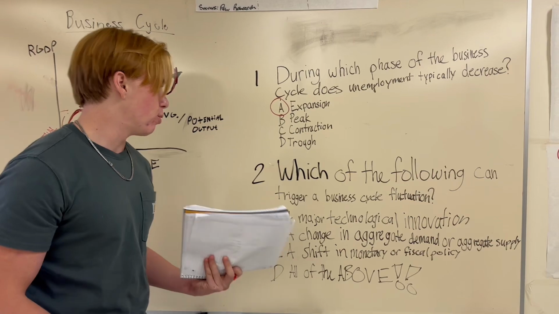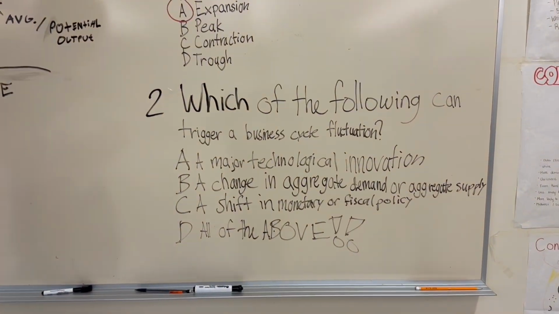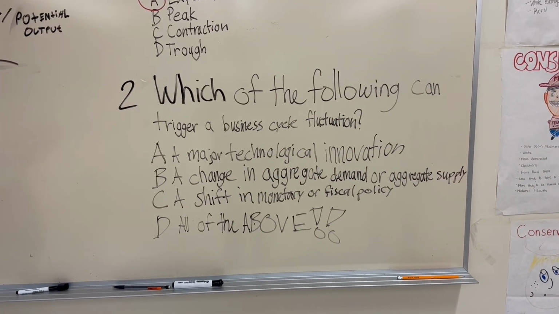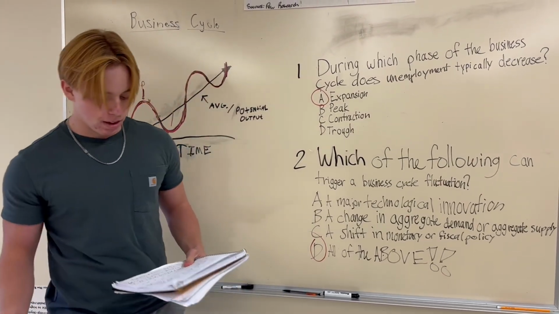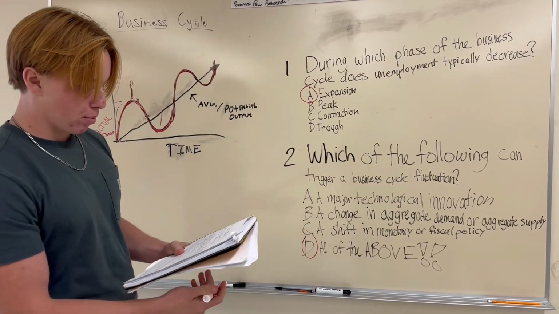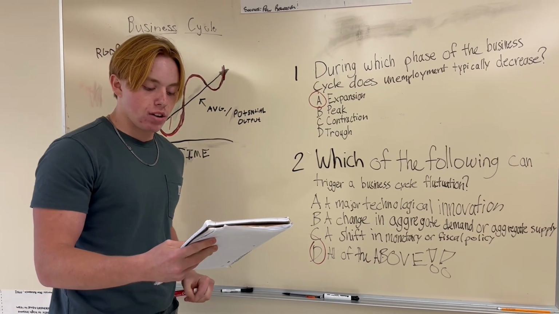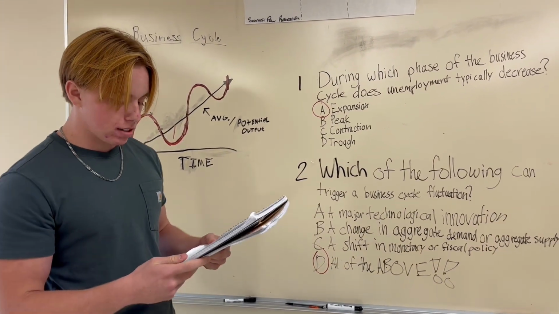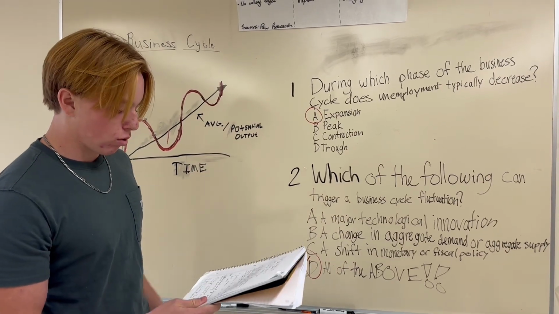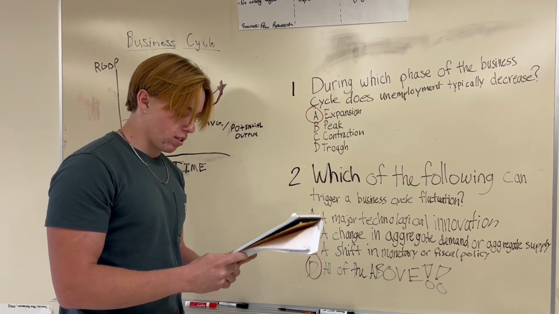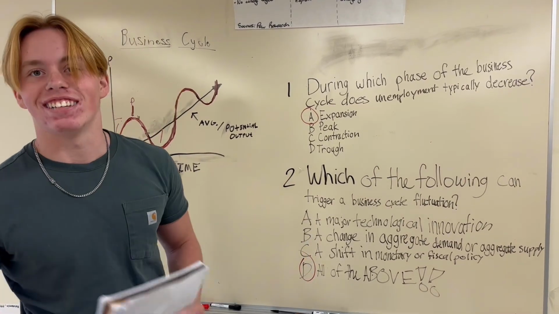Now for question two: which of the following can trigger a business cycle fluctuation? I'll give you a second to answer. It's D, all of the above. This is because A, technological innovation boosts productivity and can trigger growth. B, changes in aggregate demand or supply affect prices and employment. And C, shifts in monetary and fiscal policy influence spending, investment, and interest rates.